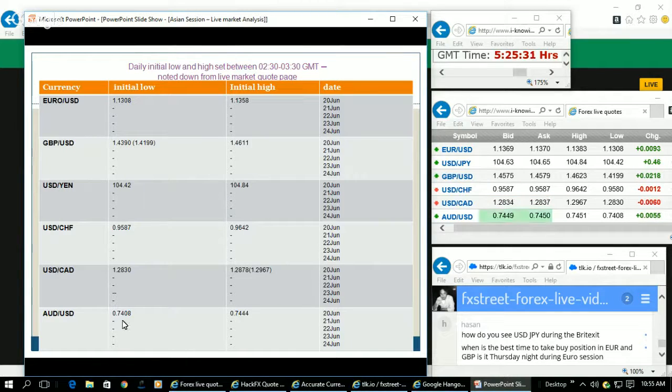Then Australian dollar, 74.08 is the low, which is not breached. 74.44 is the high. They have breached the high and then went up and are still staying above the high. So one can take a buy. And you know that the commodity pairs lead the rally to start with, then later on lag behind.